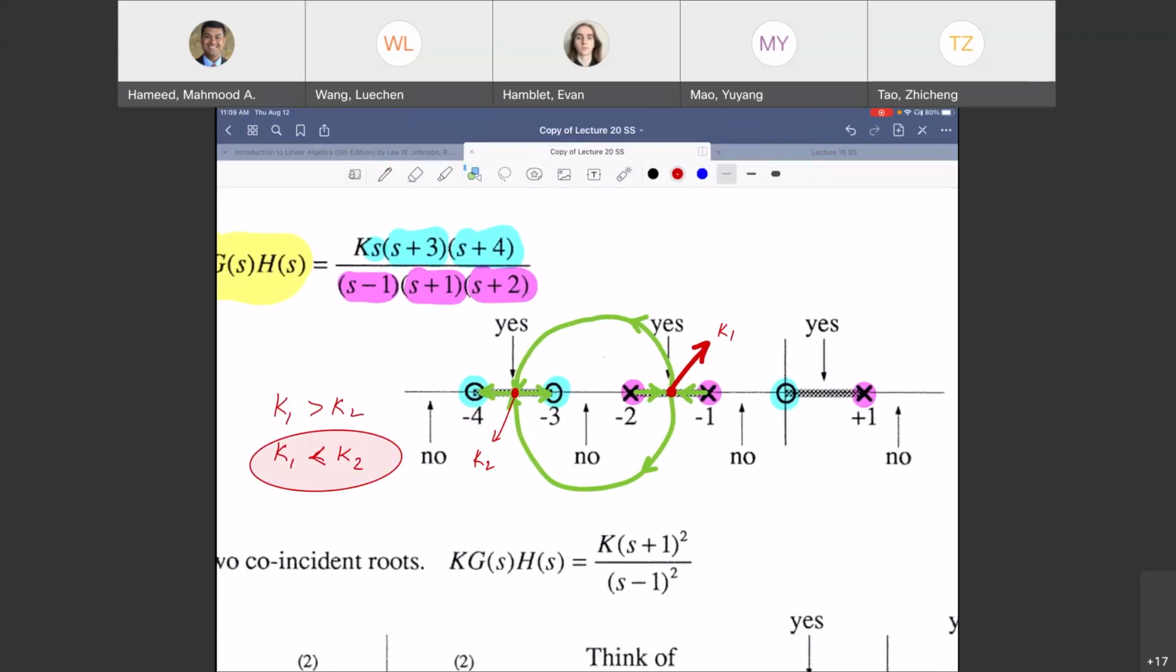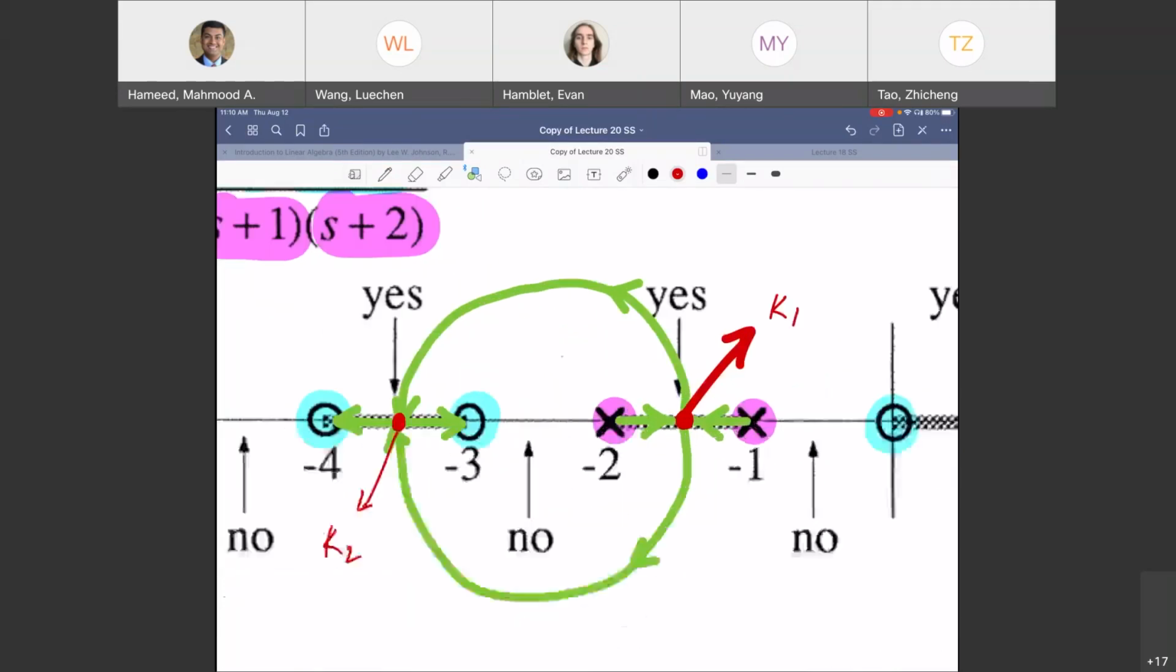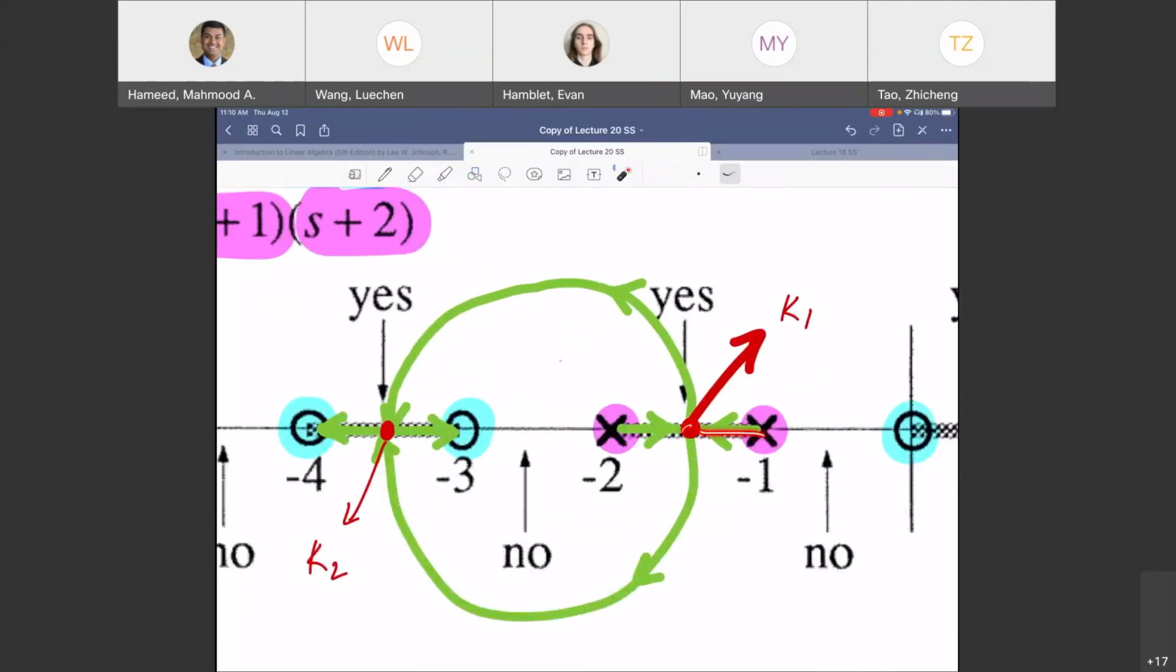It starts when k is 0. As you're increasing k to infinity, that's how the root locus is moving, right? So it was close to 0 here, maybe 1, maybe half. And as you increased it even further, that's when you got k2. So the k corresponding to the breakaway point was much smaller than the k that corresponds to the break-in point. Good.